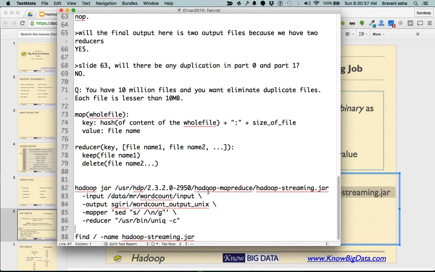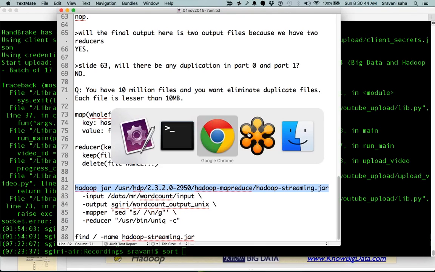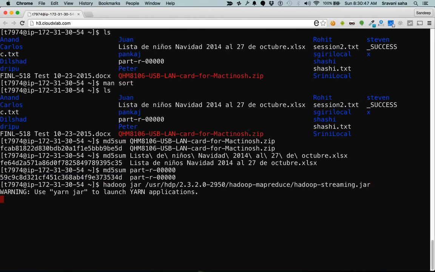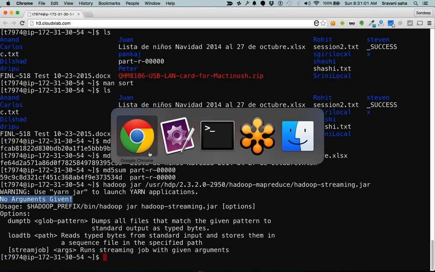Next, we can run this command. All right, let's see what happens if we run it without any argument. It says no arguments given. So this program called Hadoop Streaming is being run, and it is saying that please provide the arguments.